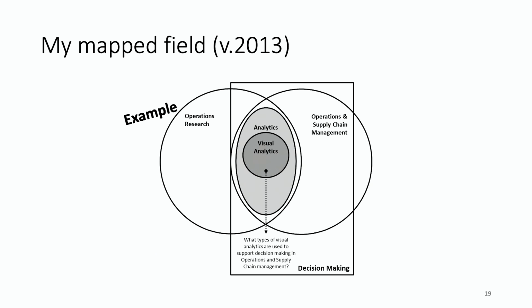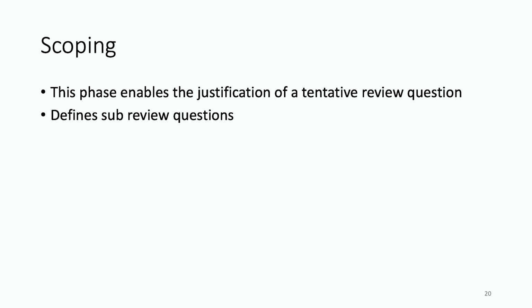So this is my map of the field from 2013. I was looking at operations research, supply chain management, decision making, analytics, and visual analytics. And this is how I mapped my field. It's basically the overlap of all those things. The scoping stage is to justify what your review questions are. Without scoping, it's very hard to define questions. And you also define sub-review questions.